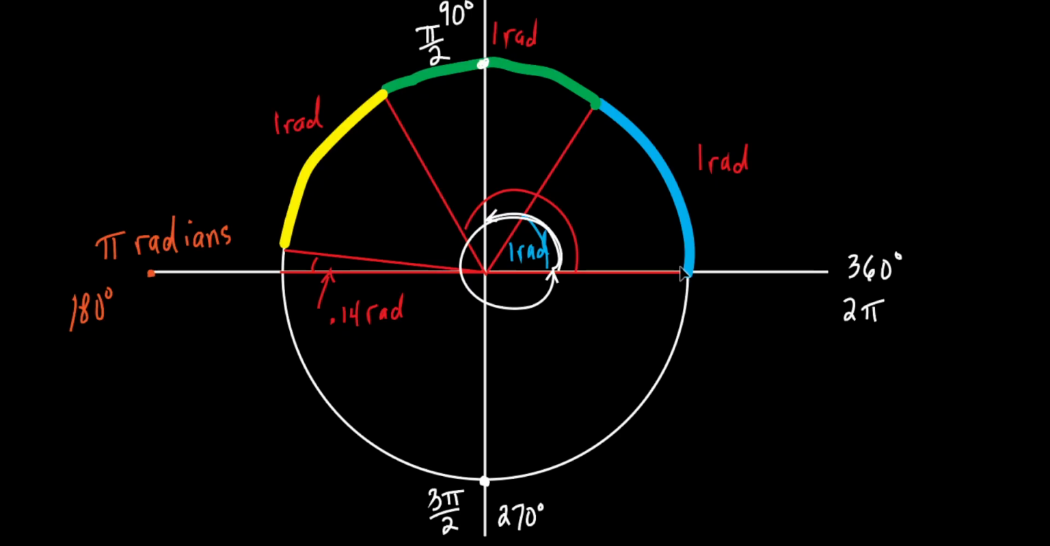It doesn't matter if it's small or big, because if it's a small circle, the radius is small. If it's a big circle, the radius is big. But it doesn't matter. You're always going to get 6.28, or what? 2 pi. We're not going to say 6.28. We're going to say 2 pi radians around that whole circle.